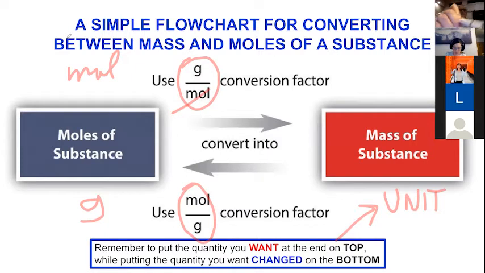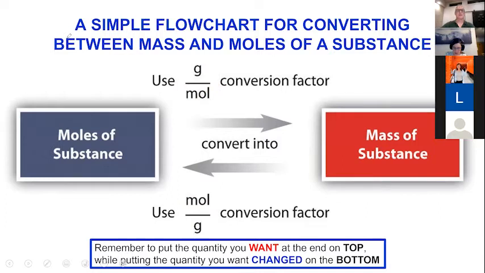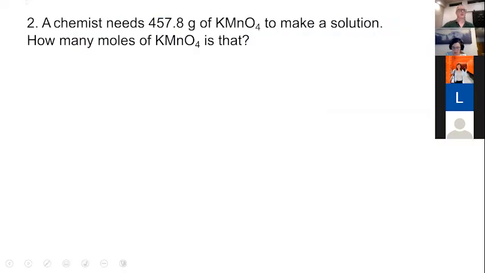Okay. So we're going to be doing lots of these sort of things. It'll become like second nature. So let's do this one. I said I would do a couple of these with you. And here's the first one we'll do. So a chemist needs a certain mass of KMnO4.